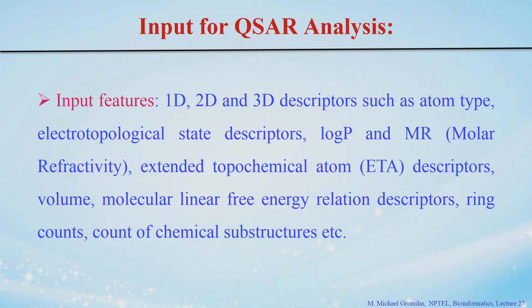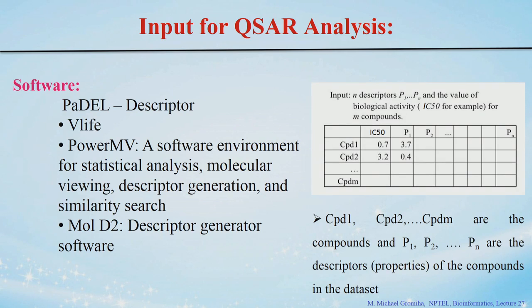First, you have to derive the features. You can see the different types of QSARs, maybe 1D descriptors, 2D descriptors and 3D descriptors, or the atom type, log P, molecular refractivity, different types of parameters you can derive. They discuss different methods and software like PaDEL, V Life, or PowerMV. These are the various software available. If you give your compound in SMILES format, or with the molecular formula or the structural formula, it will give you all the data. So, here you see these are the exponent values, and then we can have P1, P2 as the different property values.